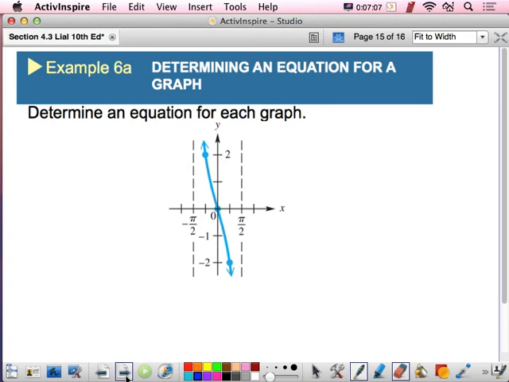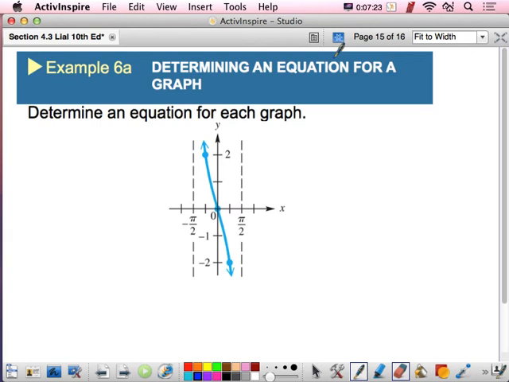And I will never give you a graph that has been shifted. Well, is that true? I probably wouldn't. I wouldn't give you one that had been shifted horizontally, maybe vertically. Okay, but this one has not been shifted, so it's just going to have an A and a B.